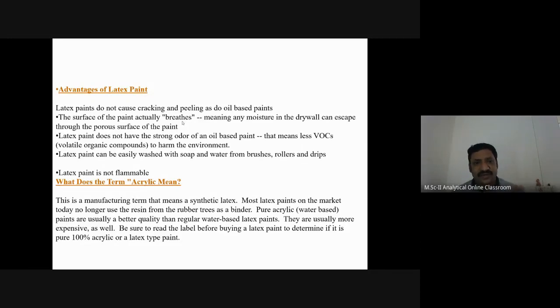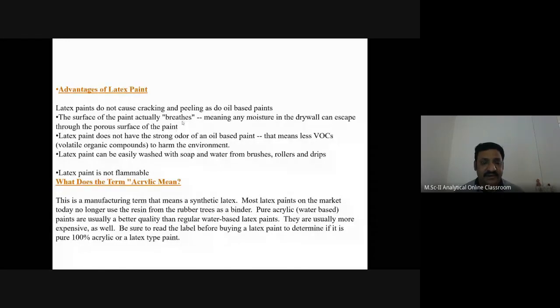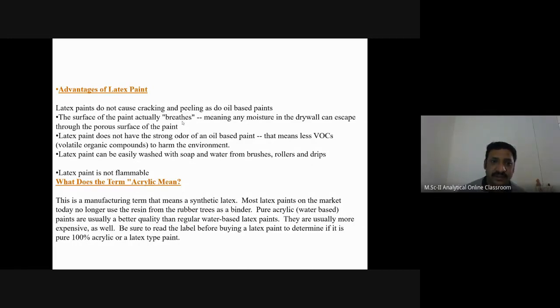Most of the time cracking and peeling is observed in oil-based paints. Then the surface of the paint actually breathes, meaning any moisture in the dry wall can escape through the porous surface of the paint. Many times you have seen that when you apply paint on the surface, after some days or months there is cracking of the wall. Why? Because of the air in it going out, there is some cracking when you apply the paints.